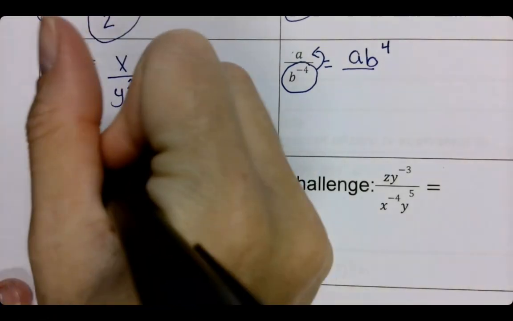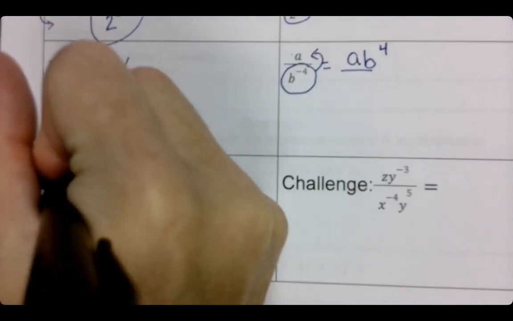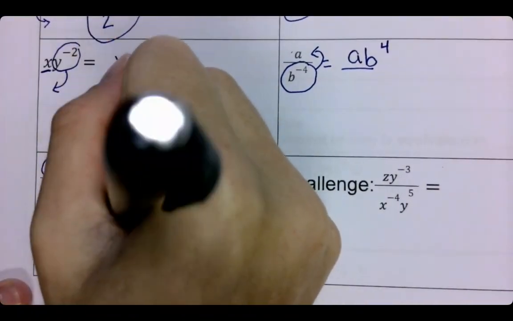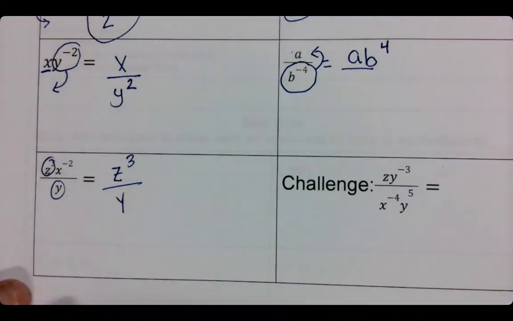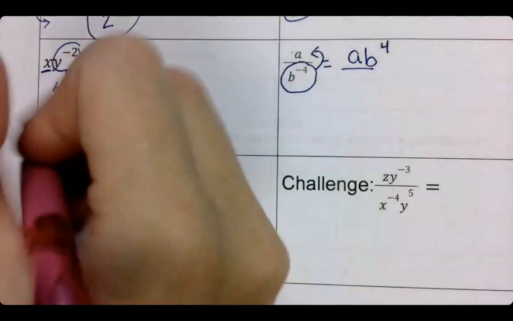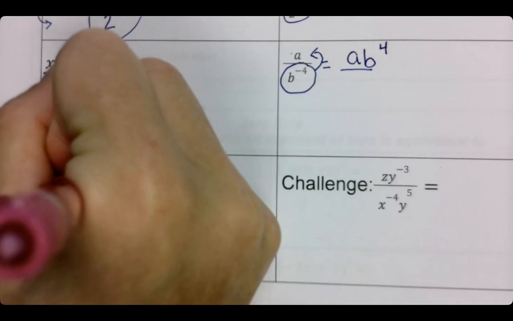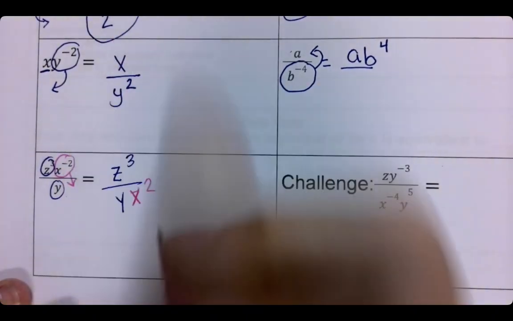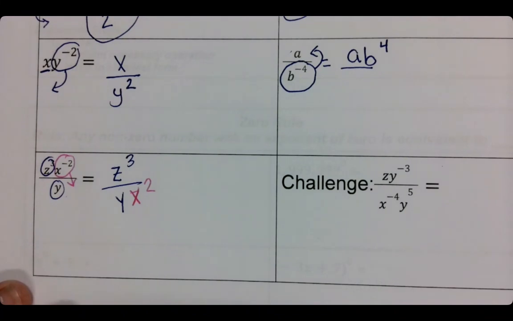Okay? Welcome back. This should have stayed and that should have stayed, right? Because we have z to the third, y, neither of those are negative, so they're not moving. The x to the negative second, though, that needs to move to the bottom. Oopsie, sorry. So that becomes x to the positive second power.